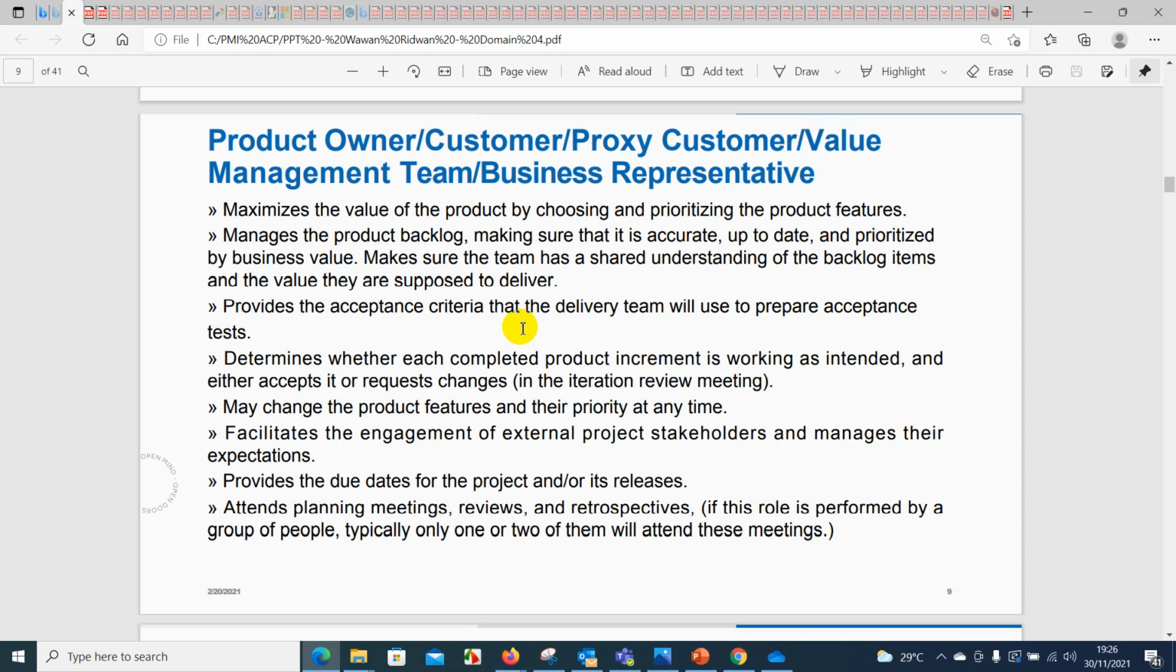Okay, terus juga may change the product features and their priority at any time. Terus facilitates the engagement of external project stakeholders and manages their expectations. Terus juga provide the due dates for the project and or its release. Attend planning meeting, review, and retrospective. If this role is performed by a group of people, typically only one or two of them will attend these meetings. Okay, ya.